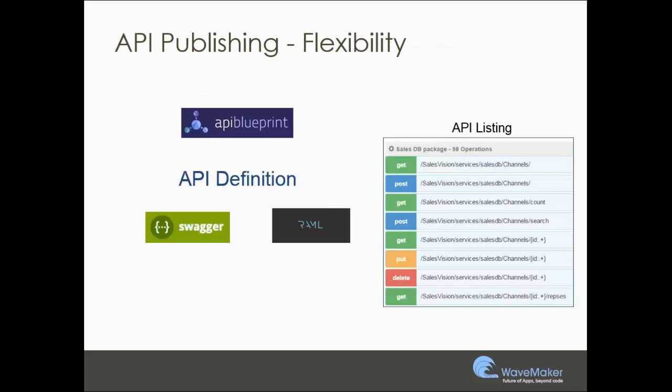We understand that enterprises need a choice for publishing their APIs. In that regard, the gateway offers multiple publishing standards. You could publish your APIs using various standard API definitions like Swagger, API Blueprint, and RAML. These are very well-known standard specifications, and as an enterprise, you can choose any of these and publish your APIs.